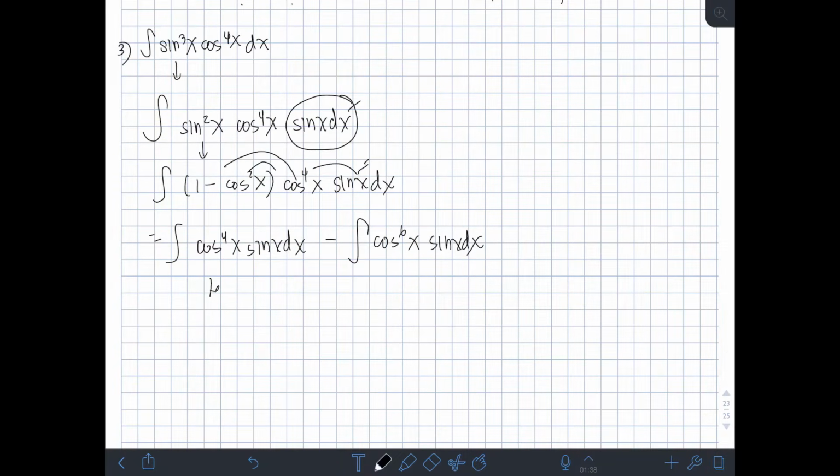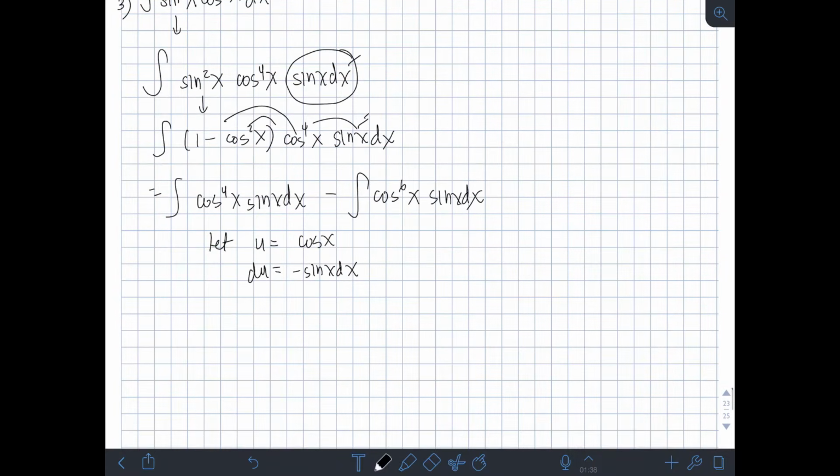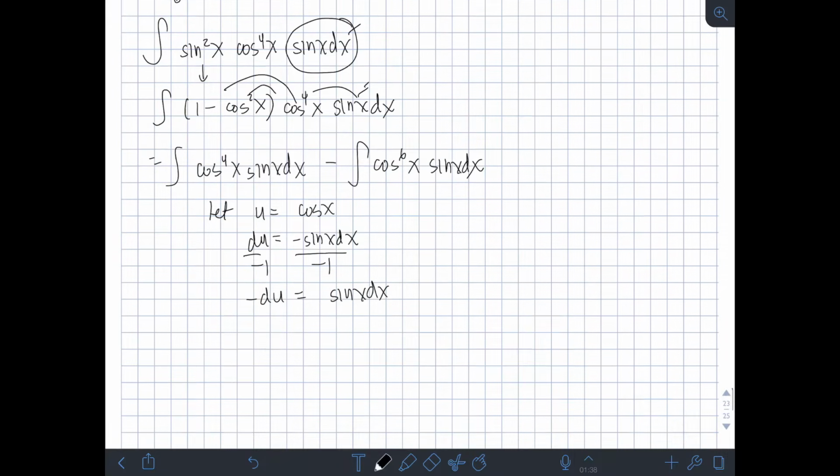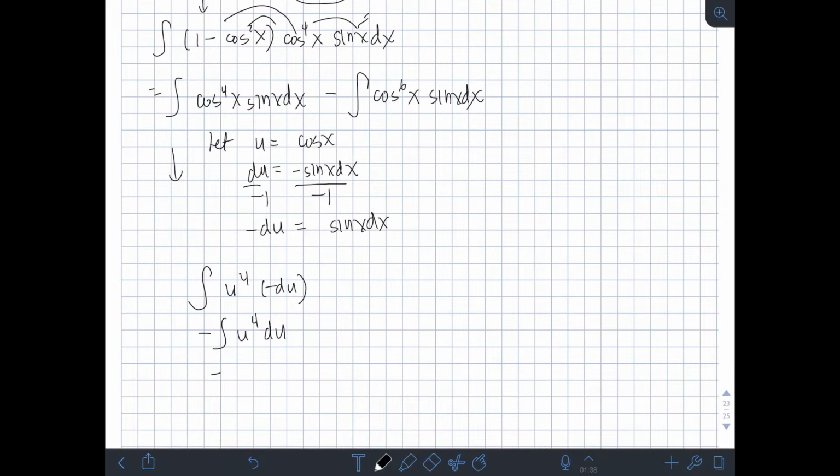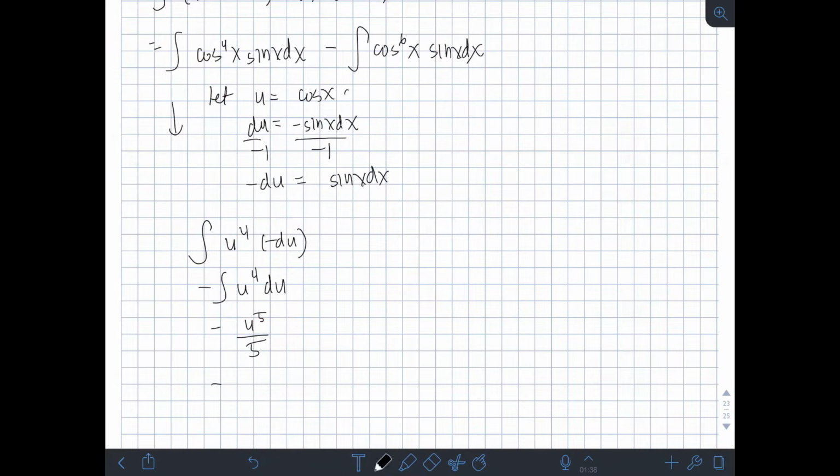Okay? So, apply uli natin yung u substitution na let u natin this time is what? Cos x nga. Para du is equal to negative sine x dx. Or, divide natin both sides by negative 1 kasi sine x dx lang kailangan natin. Negative du is equal to sine x dx. So, therefore, this integral is equal to u to the 4th times negative du or negative integral ng u to the 4th du, right? Applying power formula, we have u to the 5th over 5. And then, balik natin in terms of x, negative cos to the 5th x over 5.